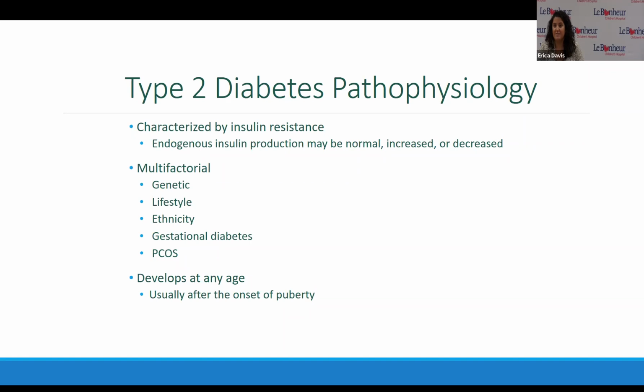Type 2 generally develops at any age, but it is usually after the onset of puberty. We are seeing an increase in type 2 diabetes in children. So a few years ago, it was a very small percentage. Now we're really seeing at least half of our diagnoses coming in being type 2. So we're seeing that this is really occurring in our younger population as well, versus how we used to see it as more of an older population issue.